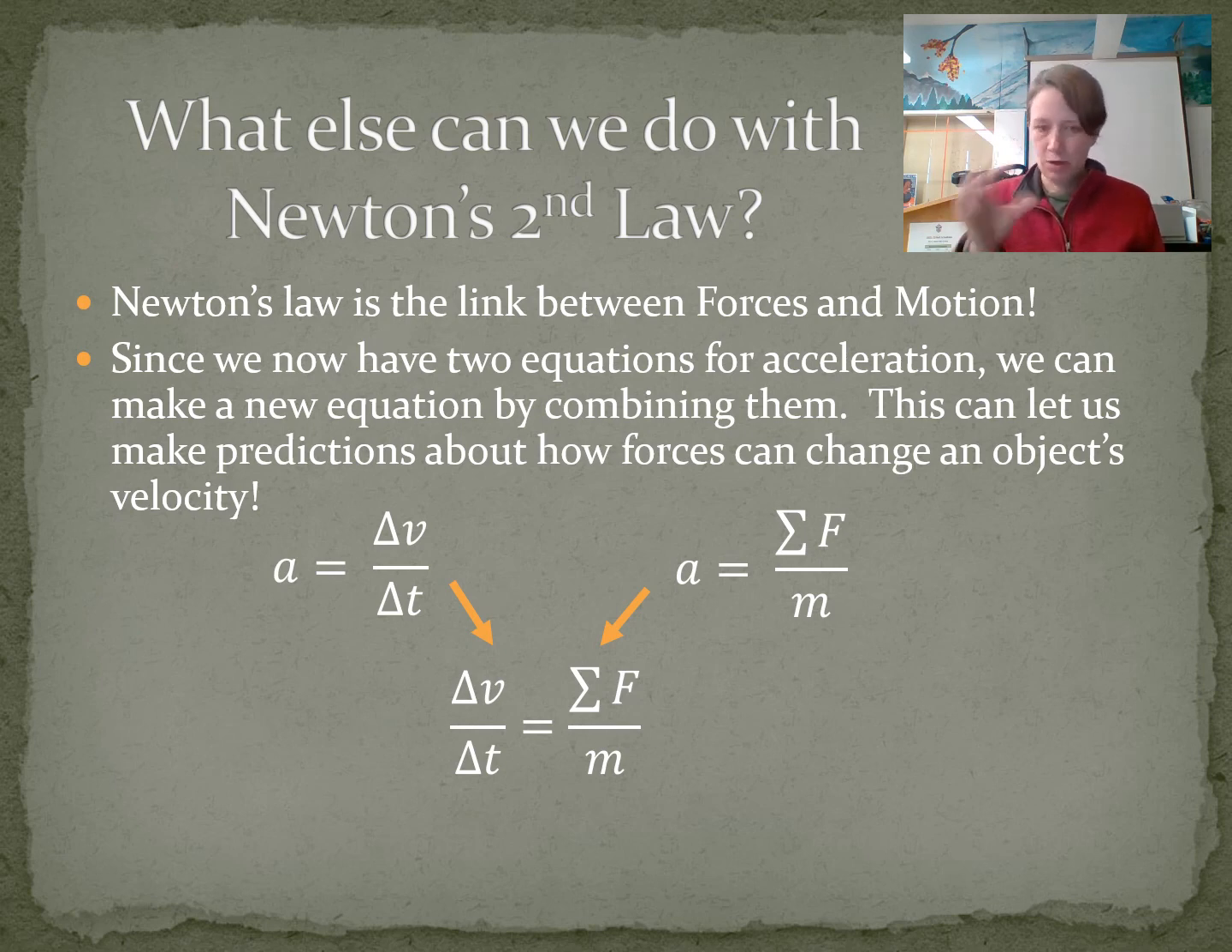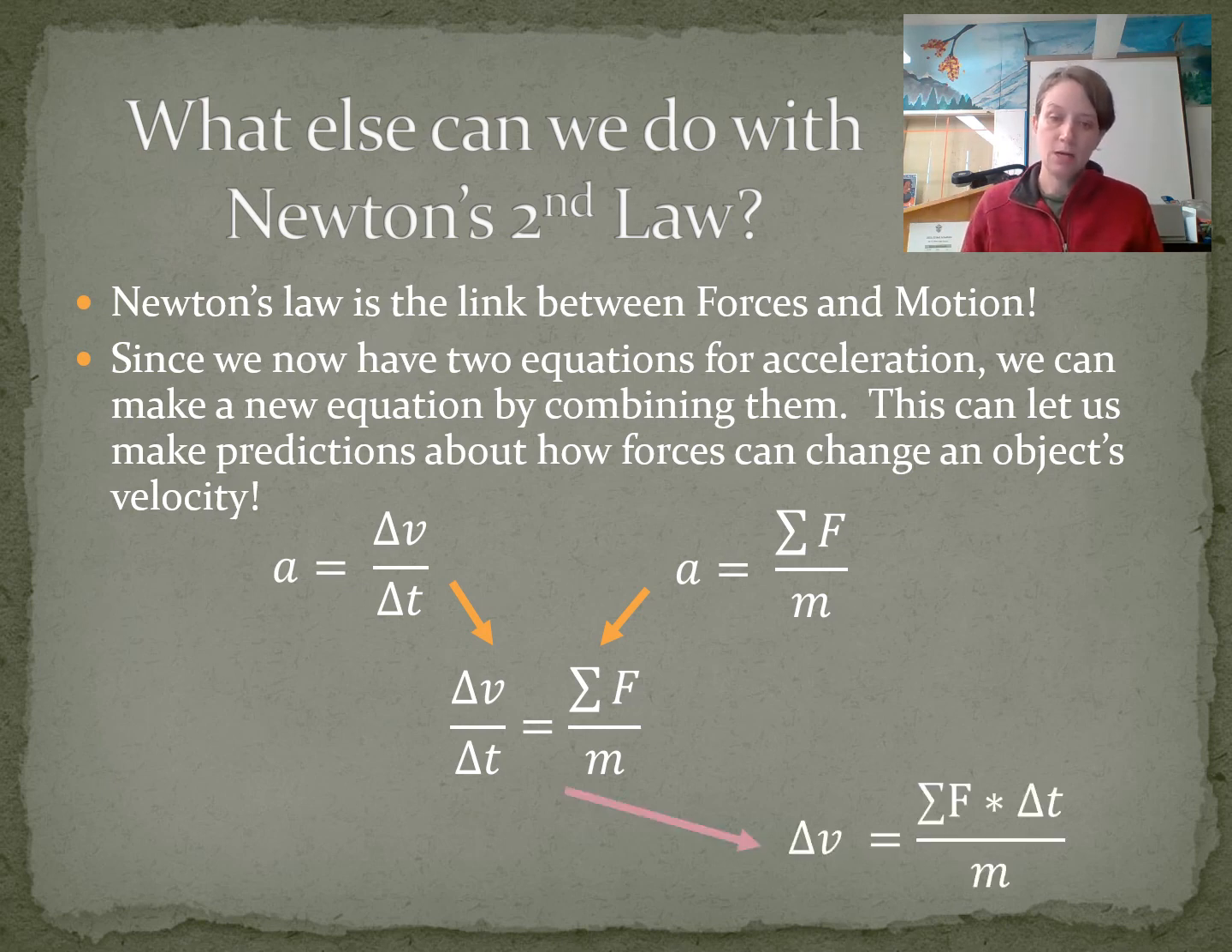I often like to rearrange this equation a couple different ways, but often the thing that you're interested in is how much an object's velocity changes by. So whatever variable you're interested in, if you isolate that variable, get it by itself, then you can see all the relationships that it has with the other variables. So if I was interested in delta V, for example, I would multiply both sides by delta T in order to get the delta V all alone. And you end up with this new equation, which is delta V equals sigma F times delta T over m.